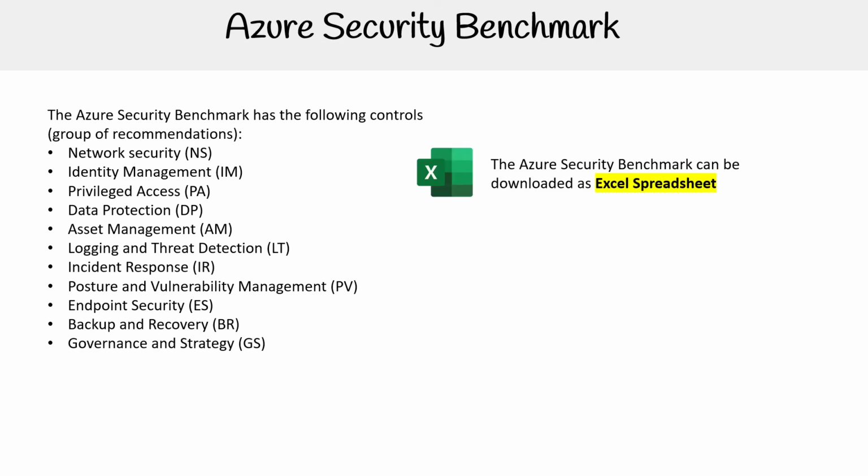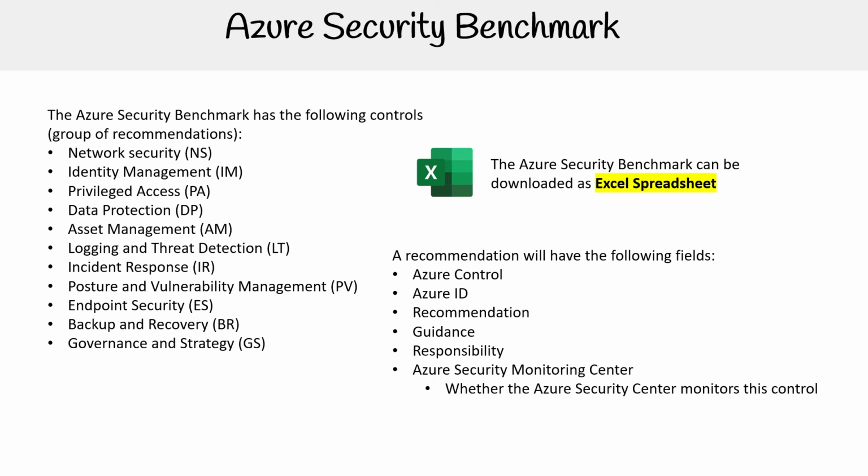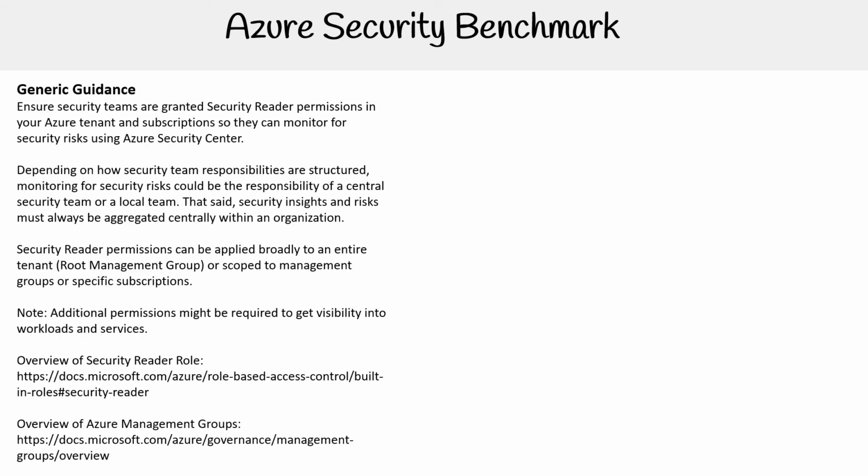And this whole thing, the Azure Security Benchmark, is actually just an Excel spreadsheet that you can download. What it includes are recommendations with the following fields: Azure Controls, IDs, recommendations, guidance, responsibility, and Azure Security Center monitoring, whether the Azure Security Center monitors this control, which is kind of weird because when I actually opened it up, these fields didn't exactly match one-to-one, but I did pull out one in particular for us so we can see what it looks like.